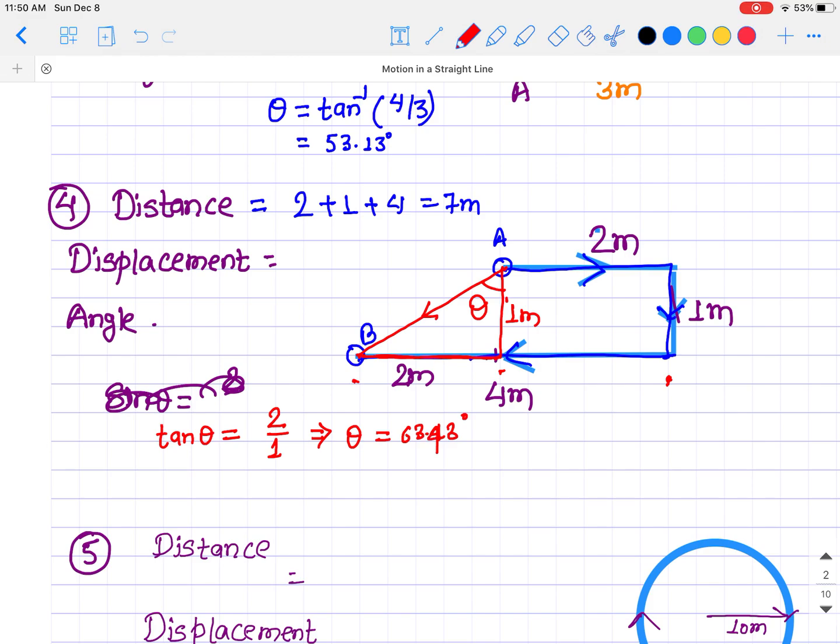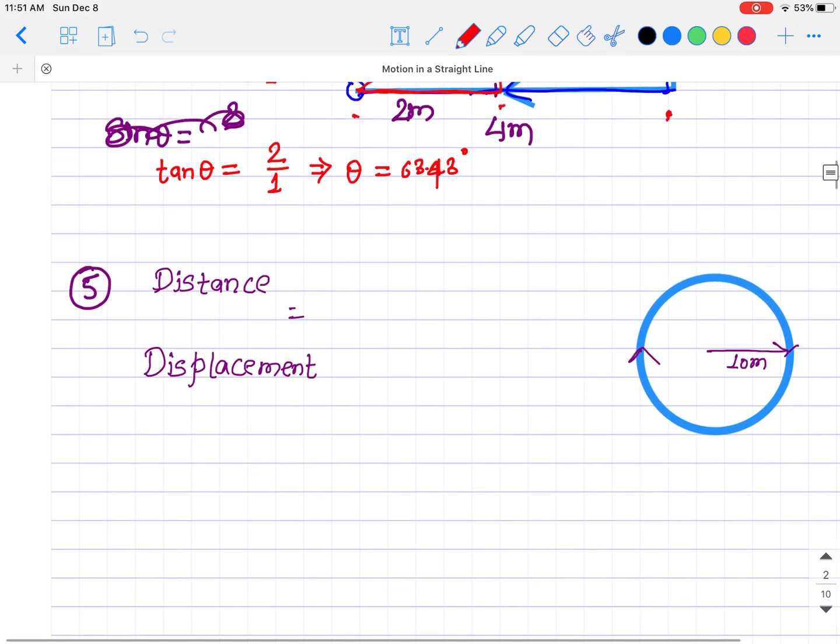And the displacement is a square root of 2 squared plus 1 squared, which is the square root of 5 meter. The square root of 5 is 2.236, or 2.24 meter. This is the displacement. This is called the magnitude of the displacement, and this is called the angle.